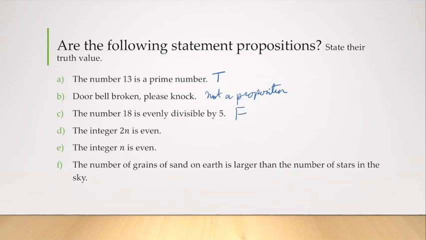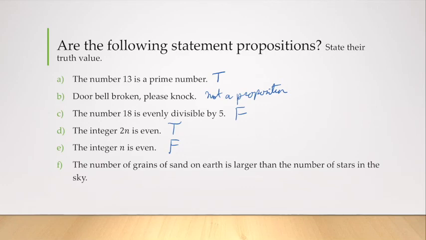The integer 2n is even, where n can take on any integer value. That's going to be true, right? Any even number is divisible by 2, so 2 times -1 would give me -2, 2 times 1 would give me 2, 2 times 7 would give me 14, and that would always be even. So this has a true value. The integer n is even. Well, that's true half the time, right? That's true when n is 2 or 4 or 6 or 8, but it's not true the other half of the time. So this is going to be false because it's not always true.